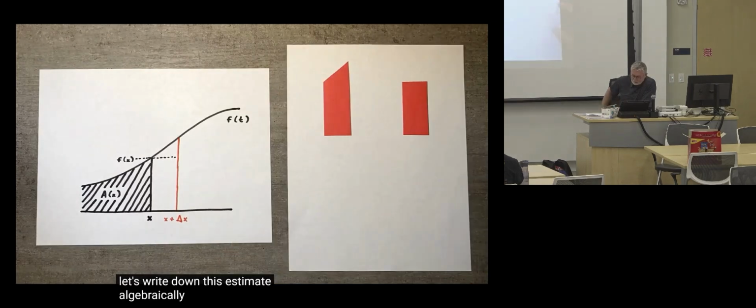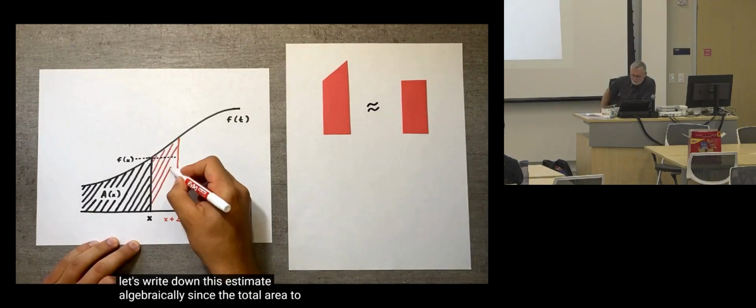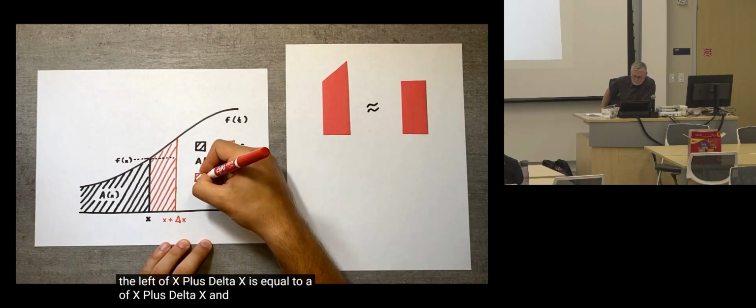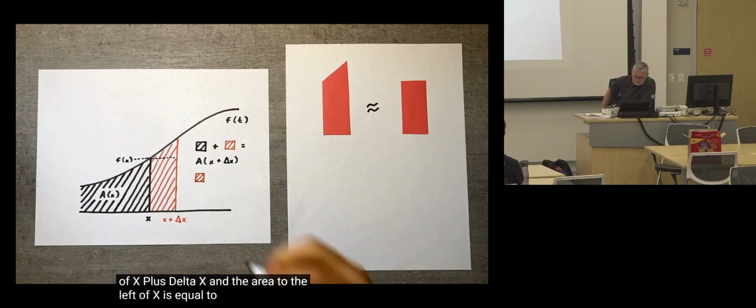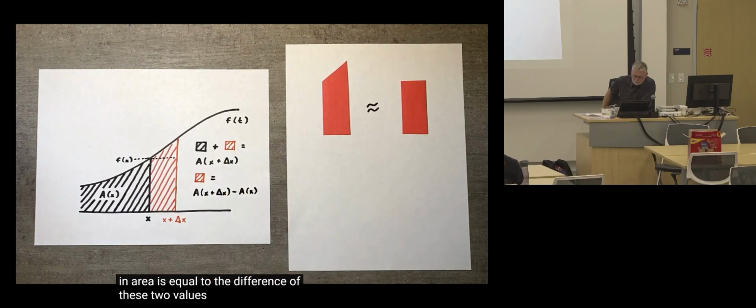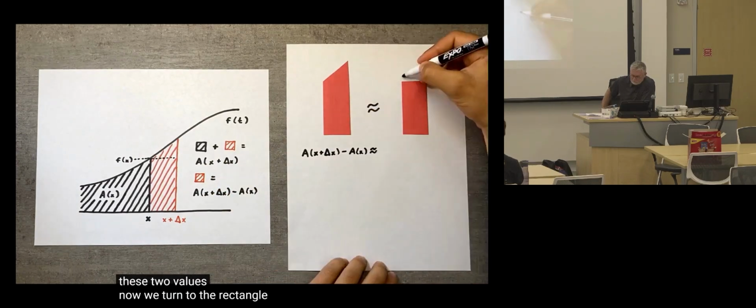Let's estimate algebraically. Since the total area to the left of x plus delta x is equal to A of x plus delta x, and the area to the left of x is equal to A of x, the change in area is equal to the difference of these two values. Now we turn to the rectangle.